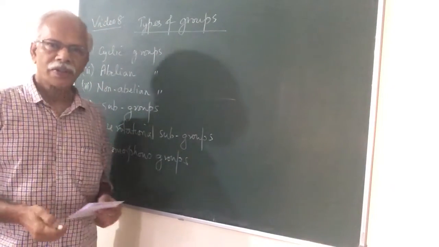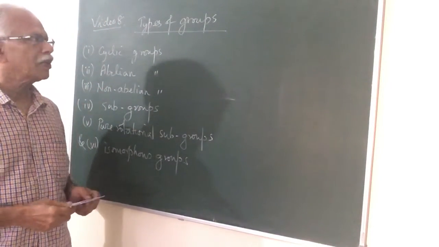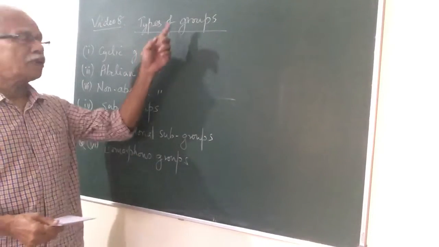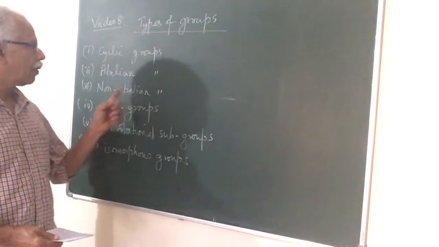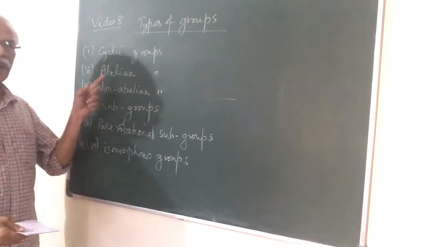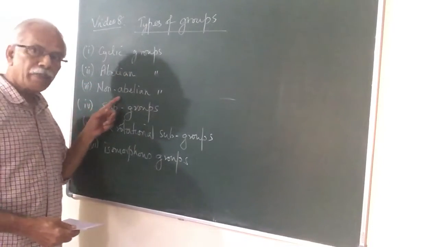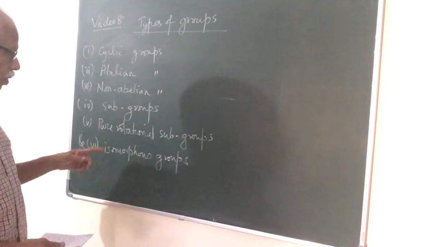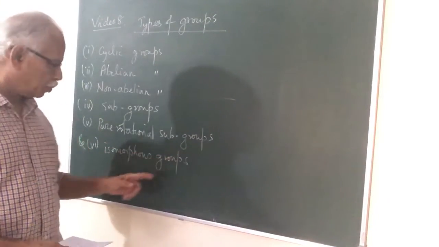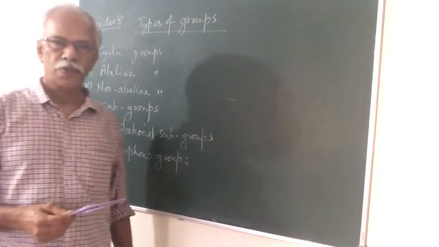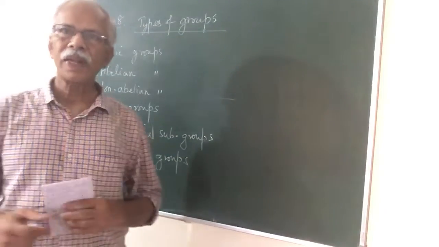In this short video, I plan to discuss types of groups like cyclic groups, abelian groups, non-abelian groups, subgroups, pure rotational subgroups, and isomorphous groups. What are cyclic groups?